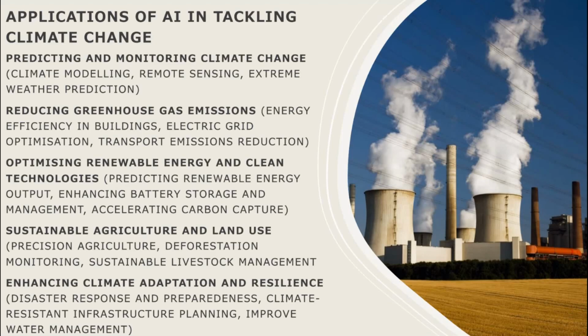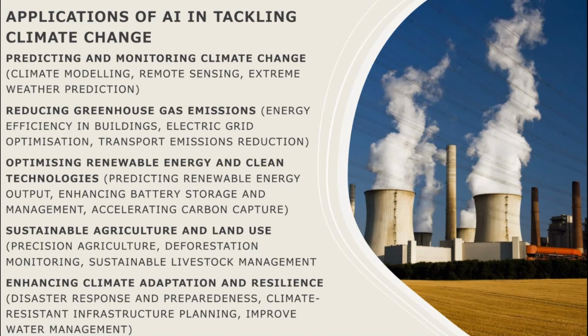Some of the applications of AI in tackling climate change could be predicting and monitoring climate change. So extreme weather events could be predicted in advance so that damage because of them to property and human beings could be reduced. Reducing greenhouse gas emissions, one of the most important emergencies right now. Optimizing renewable energy and clean technologies.